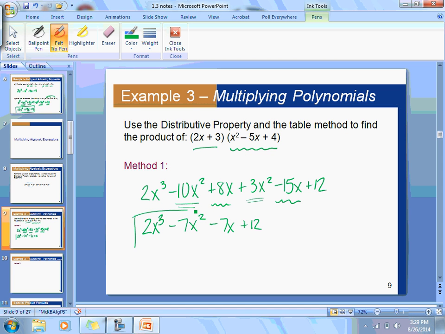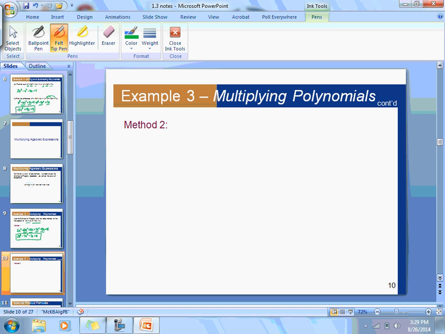Now the other way to do this problem is instead of doing it horizontally, we can do it vertically. So you would take your longest polynomial, x squared minus 5x plus 4, and put that in the top. And then your other polynomial was the 2x plus 3. Put that in the bottom. And you're going to set it up like you set up problems when you were in elementary school and you were first learning how to multiply.